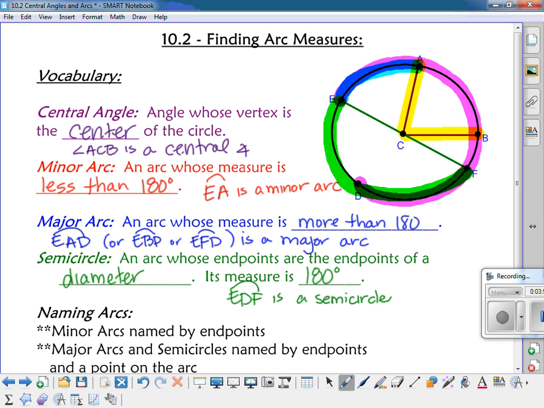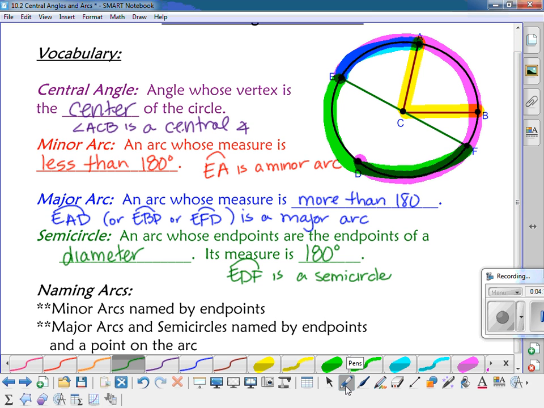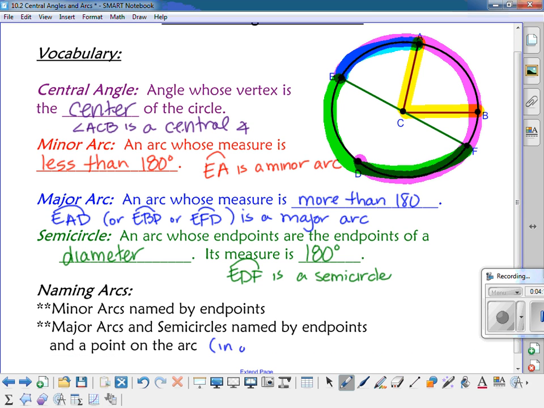Okay? So your minor arc, you just name it with the endpoints, and then the major arcs and semicircles, you name it with the endpoints and a point on the arc between them. So you guys understand how I named them all? Basically, the points go in order as you're doing the major arcs. All right.